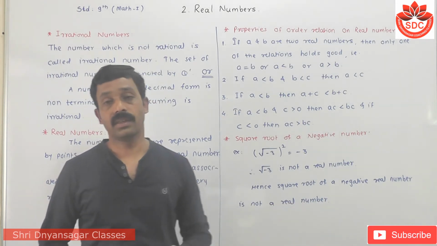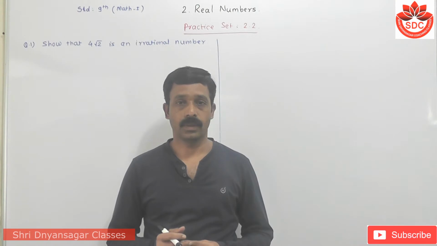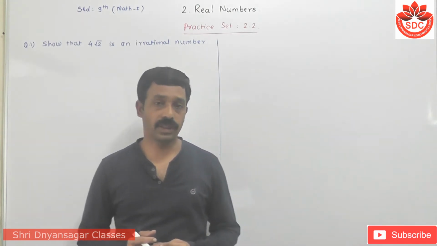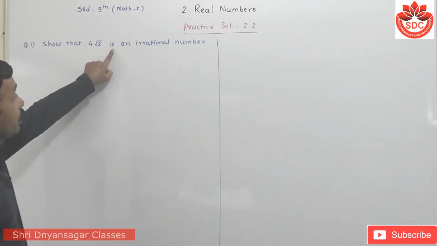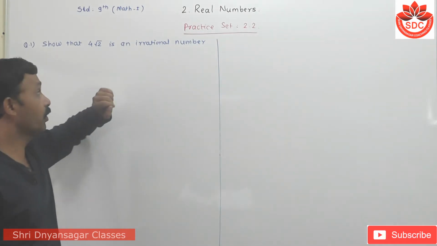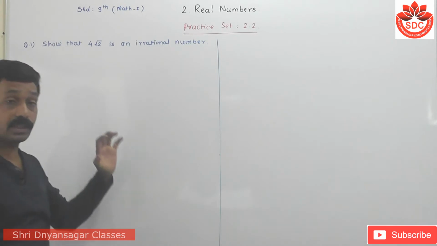Okay, we take the next points, or next exercise. Let's see the examples of Practice Set 2.2. The first question is a very important question. Show that 4 root 2 is an irrational number. You have to show that it is irrational. Now here, we write, suppose that, such type of example you have to consider.